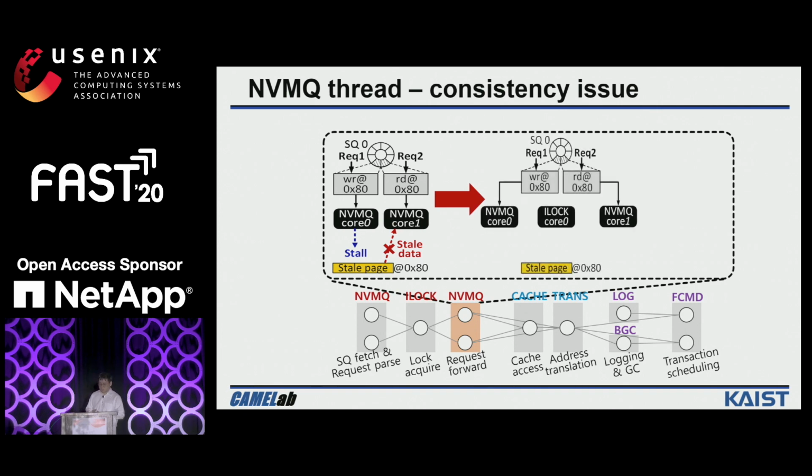Let's use the same example. NVMQ0 will first get the lock from the ILOCK before it can access the underlying NAND flash. And then NVMQ1 wants to process the request too, but it first needs to check if the target page has been locked or not. Because the target page has been locked by NVMQ0, NVMQ1 has to wait until the ILOCK releases the target page. In the next step, NVMQ0 will update the new page and release the page lock, and then NVMQ1 can start to access the new page from the underlying NAND flash. By doing this, we can guarantee there are no data consistency issues.